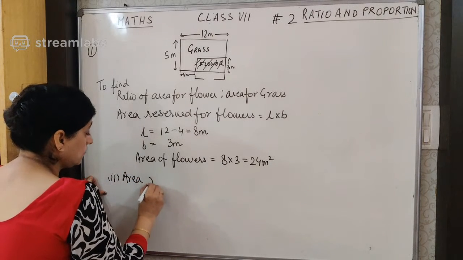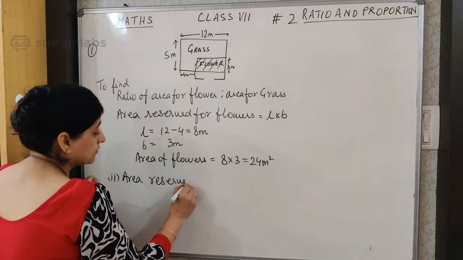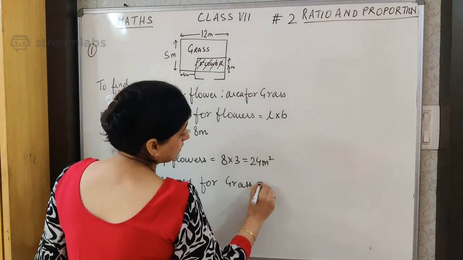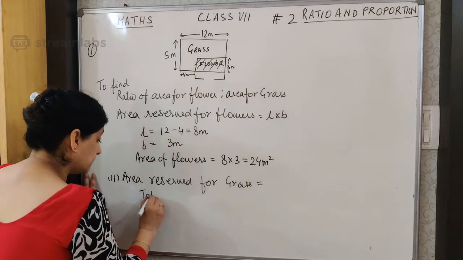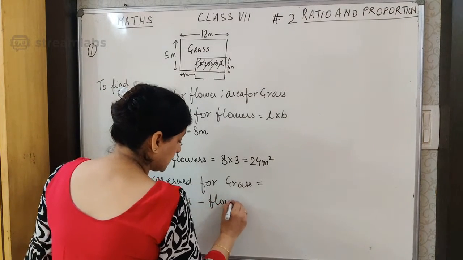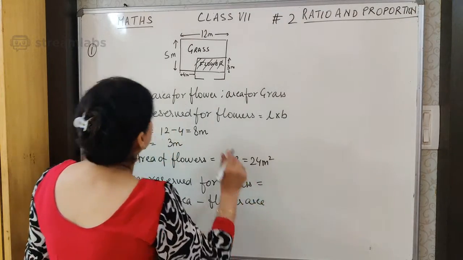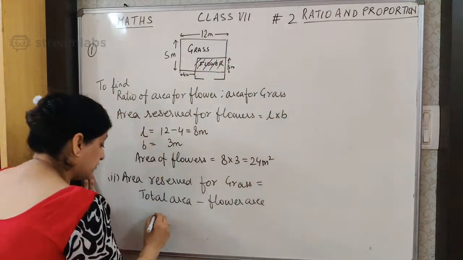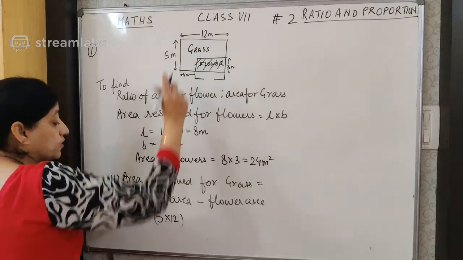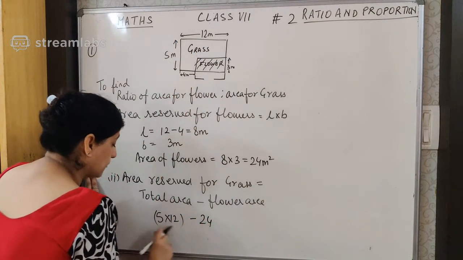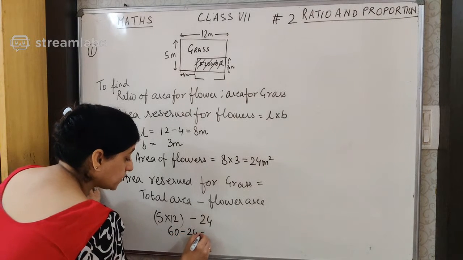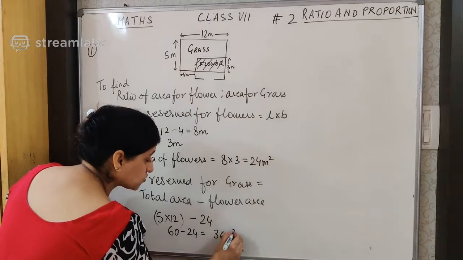Area reserved for grass is equal to total area minus flower area, means the area reserved for flowers. Total area is 5 into 12, that is length into breadth, total length, total breadth, minus 24. So I have here 5 12s are 60, minus 24 is equal to 36 meters square.